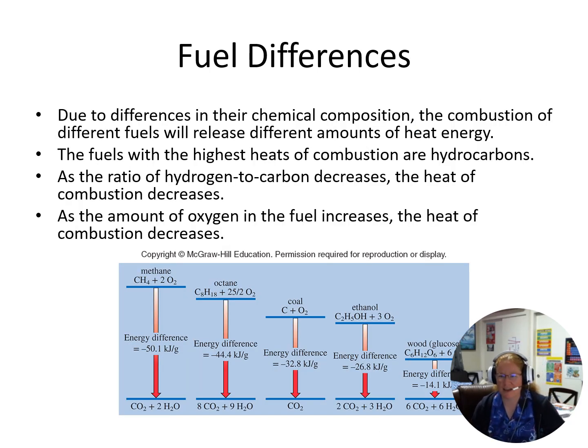Different fuels are going to have different chemical compositions, and so different combustions of different fuels are going to result in different amounts of energy. And so the highest heats of combustion are going to be hydrocarbons. As we decrease the ratio of hydrogen to carbon, the heat of combustion decreases. And so methane, which is our simplest hydrocarbon, has the highest heat there. And then also if it's an oxygenated fuel, we also decrease the heat of combustion as well. So different fuels are going to give us different amounts of energy.